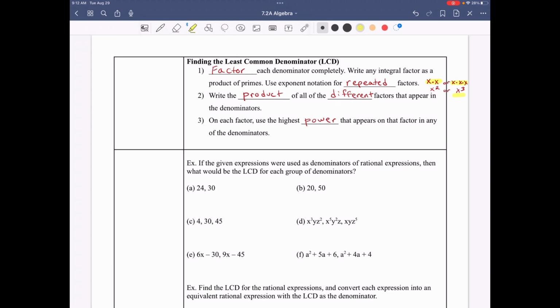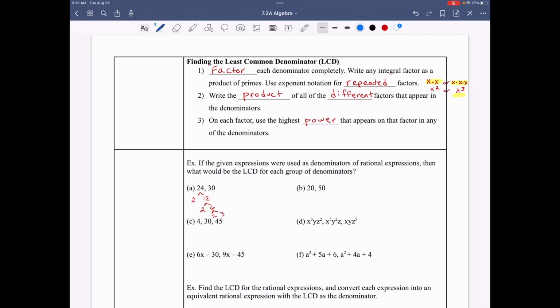All right, looking at this example, we want to find what the least common denominator would be if the list of denominators is 24 and 30. We're going to factor each of those into their prime factorization. So 24 is 2 times 12, and 12 is 2 times 6, and 6 is 2 times 3.